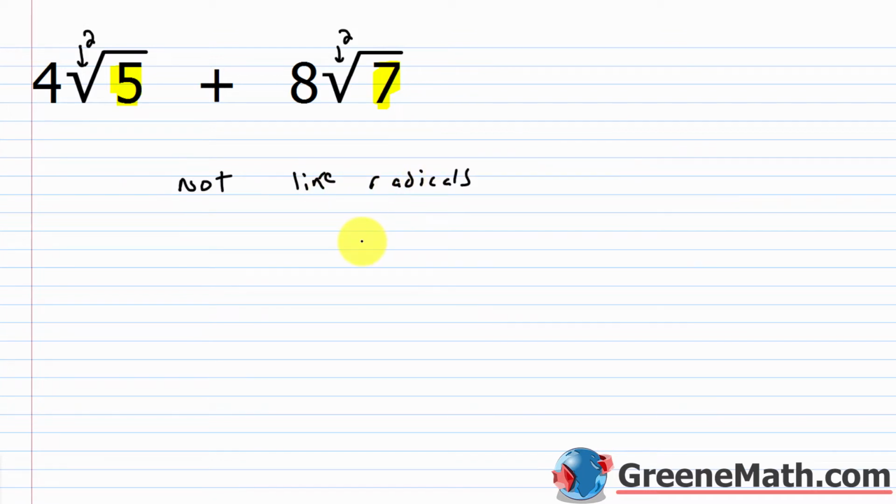And it's the same thing as when we saw something like 4x squared plus 5x cubed. Those are not like terms, so we can't do anything to simplify there.